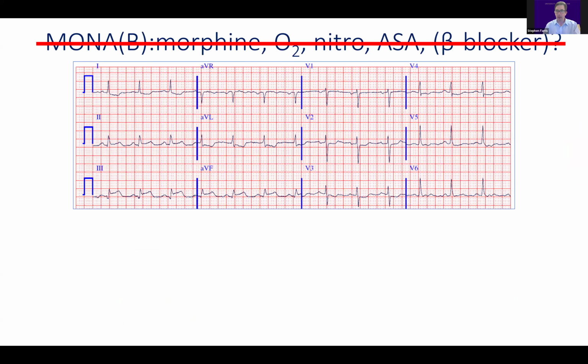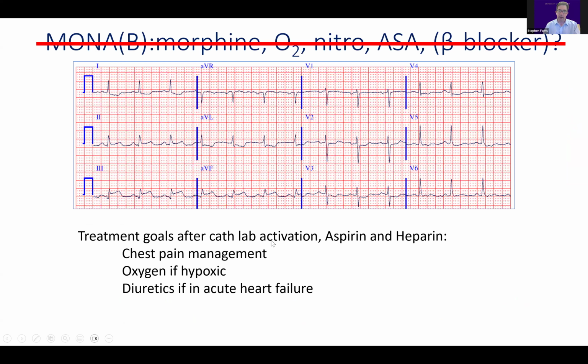So I would go away from just rote MONA-B, because the treatment after you've activated the cath lab is aspirin and heparin, right? And then you want to judiciously manage their chest pain. We're not going to get rid of it until we open up the vessel. But if they're in agony, you can give some morphine, nitroglycerin. If they're really hypertensive, you can give them some oral beta blocker, okay?